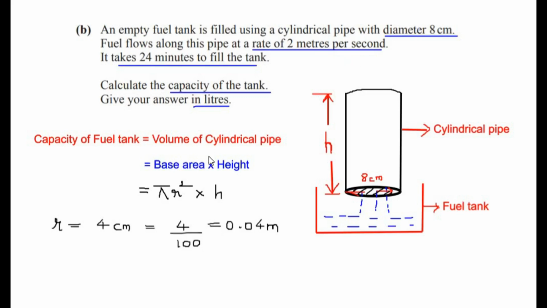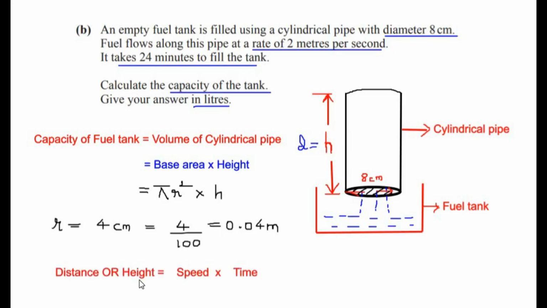The next thing I am going to do is try to find out the height of the given cylindrical pipe. To do that, I am going to use the rate and the time given in the question. So to find the height, I am going to use the distance, speed and time formula, because the cylindrical height can also be looked at as the distance traveled by the fuel to move towards the fuel tank.